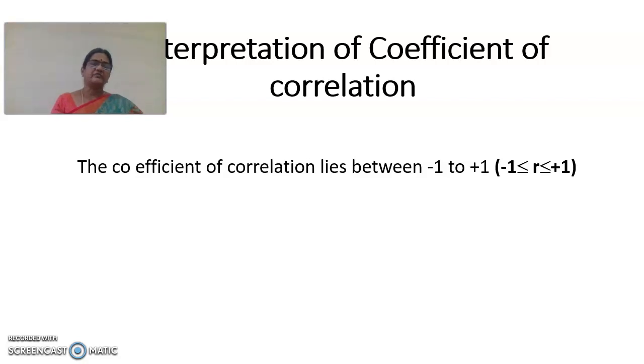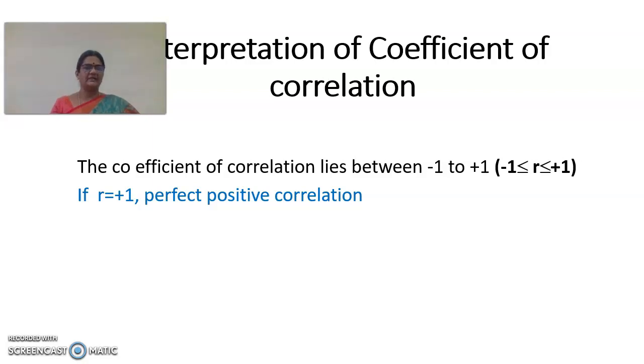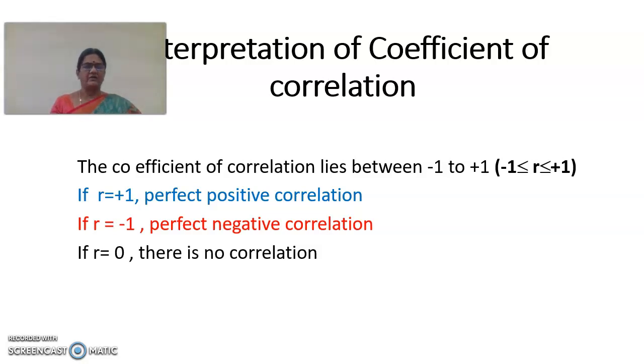The coefficient of correlation value lies between -1 to +1. So, if your value is exactly equal to +1, then you can say that the correlation is a perfect positive correlation. If the value is -1, then you can say that it is a perfect negative correlation.